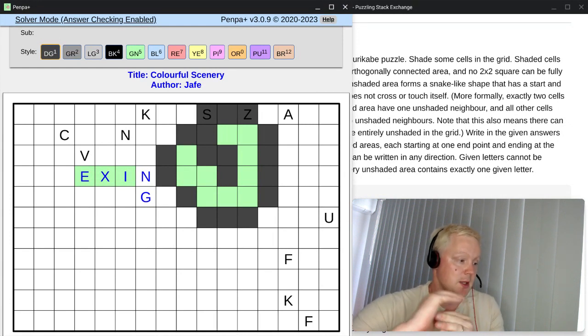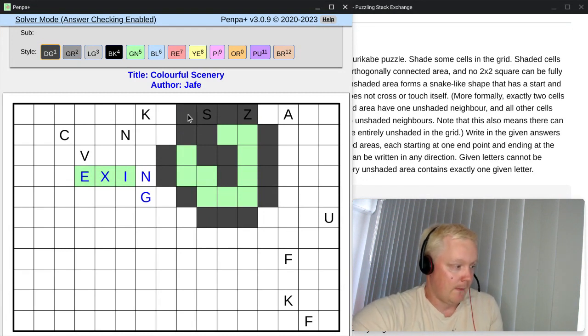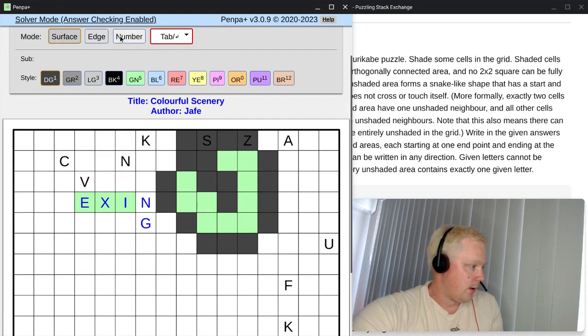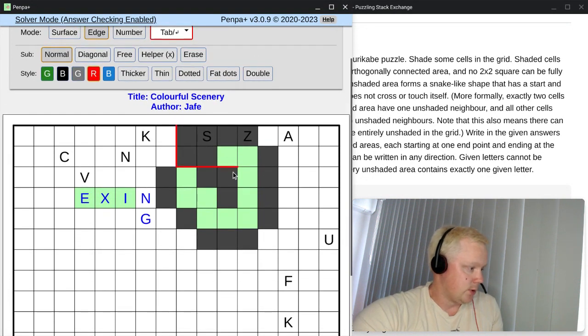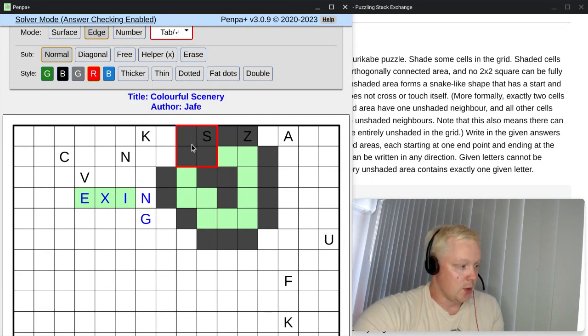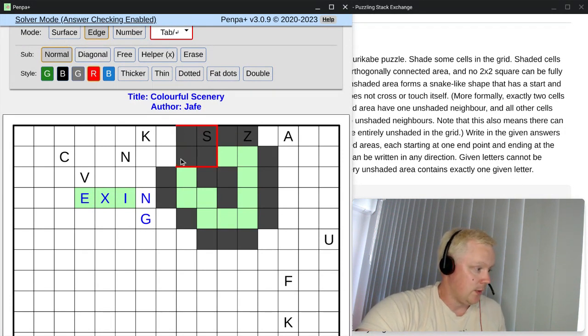And being connected is one requirement for these black cells, and the other one is that you cannot have a 2 by 2 entirely shaded. So we couldn't shade this cell now because this is now a 2 by 2 that's fully shaded here, and that's illegal. So we have to have at least one unshaded cell in every 2 by 2 box in the grid.